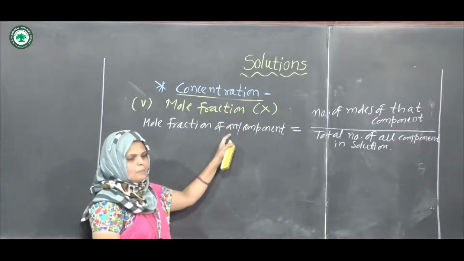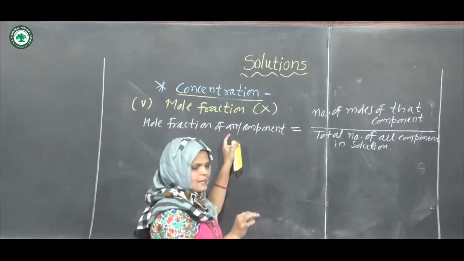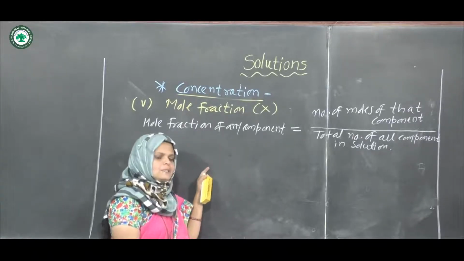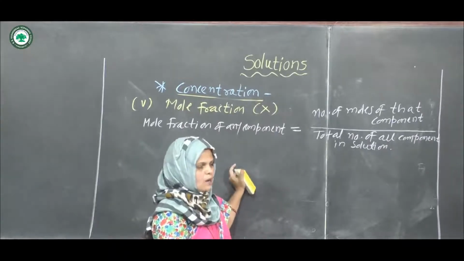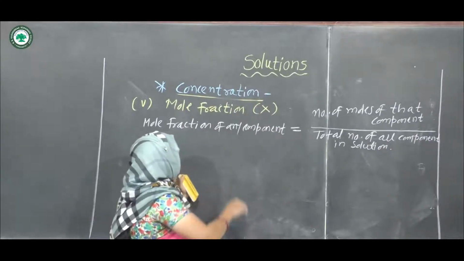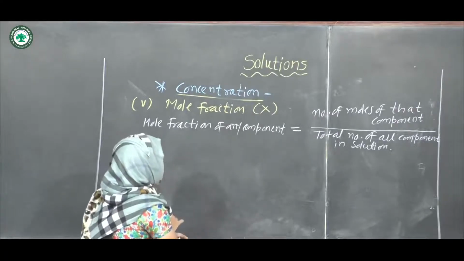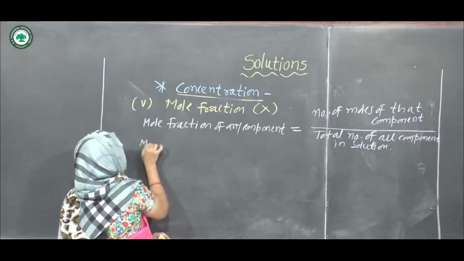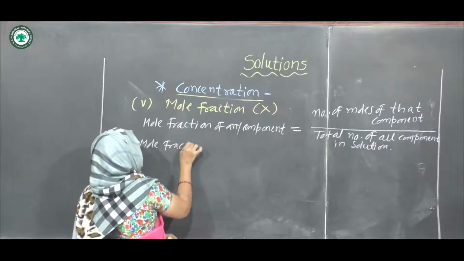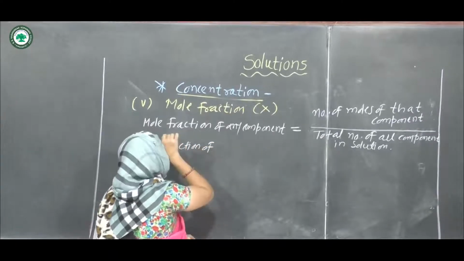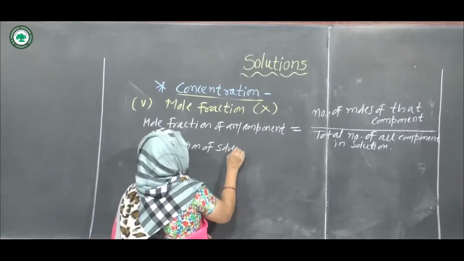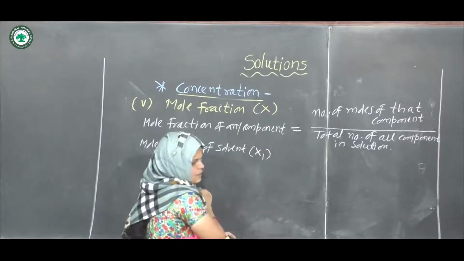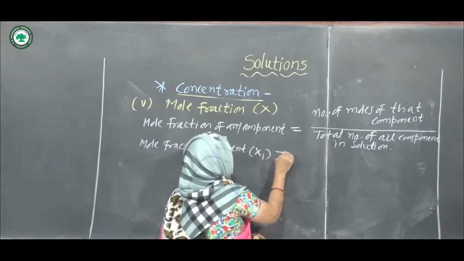Mole fraction of any component: we know that in a binary solution, one component is the solute and the other is the solvent. For that binary solution, we write the formula of mole fraction of solute or solvent. Firstly, write the mole fraction of solvent, which is denoted by X1.